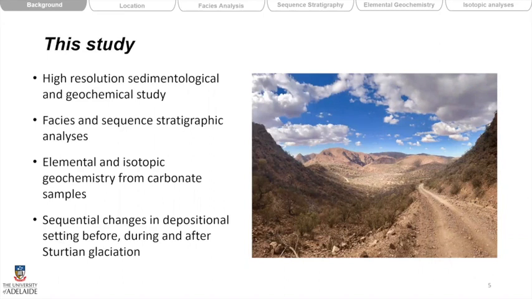From a SEDS perspective, we'll be looking at the facies and sequence stratigraphic analyses and the elemental and isotopic geochemistry from carbonate samples, which will help us piece together the sequential changes in depositional setting before, during, and after the Sturtian glaciation.